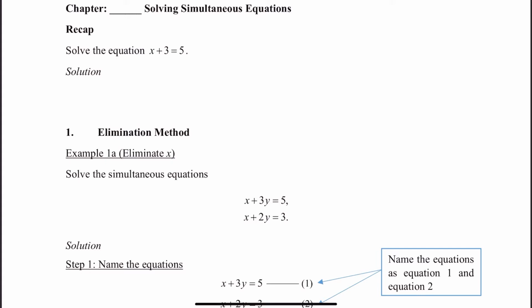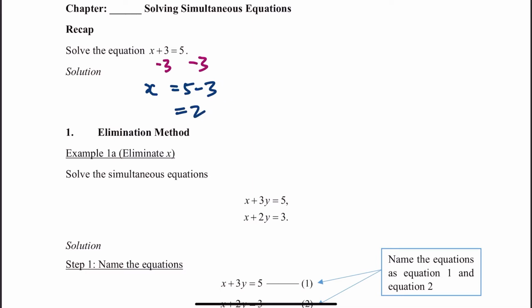To begin, let us look at a recap of what we did in secondary 1. In secondary 1, we dealt with equations with one variable. So what we have are equations, for example, x plus 3 equals 5. What we do is just subtract 3 on both sides because I need to remove the positive 3. Then I'm left with x equals 5 minus 3, which gives us x equals 2.